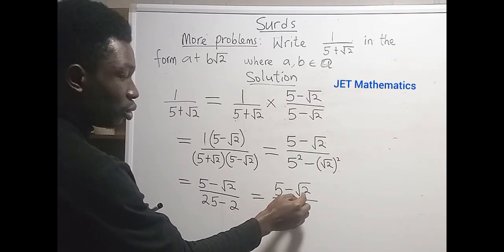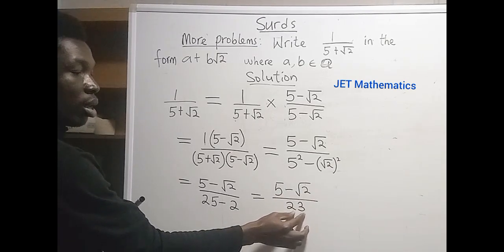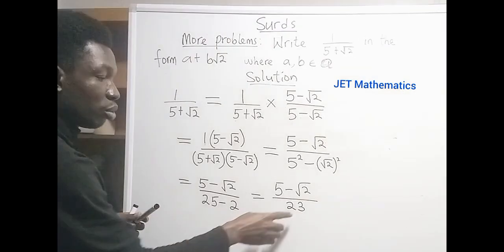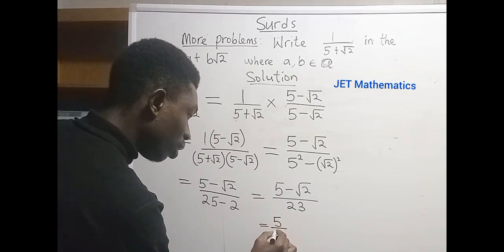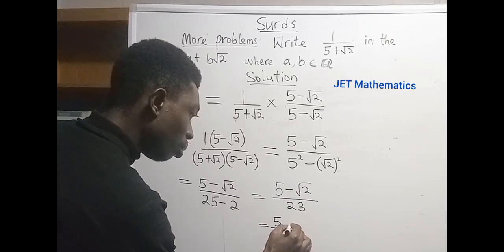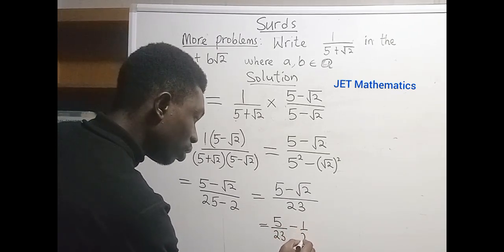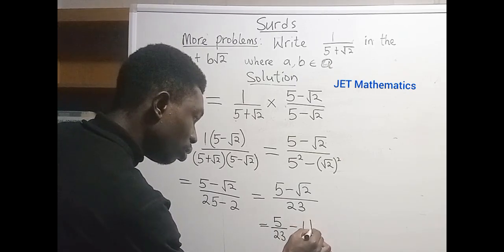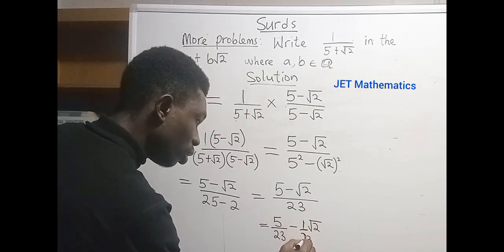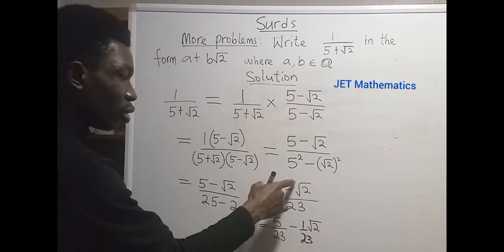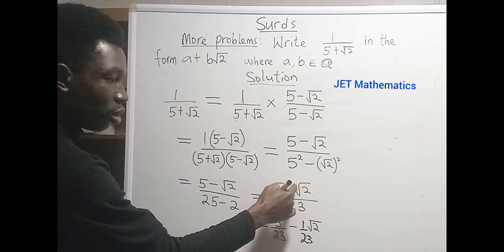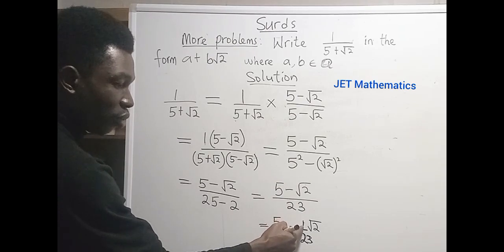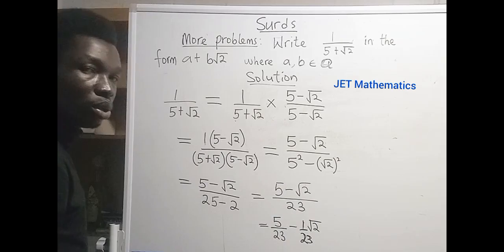So since we already know 5 and root 2 are having a common denominator, which is 23, we can separate them by saying this is 5 over 23 minus 1 over 23 root 2. The coefficient here of root 2 is 1. So we have 1 root 2 here. So that is why you can have 1 root 2, because 1 times root 2 is also root 2.